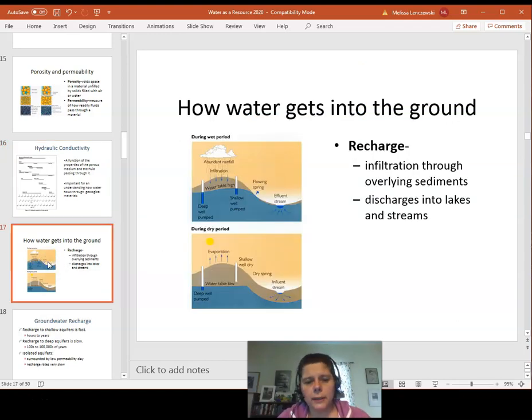So how does water get into our groundwater systems? Well, it's what we call recharge. It's like recharging your battery on your cell phone. We do the same thing with our aquifers. When we get these major rains, I'm like, yay, I'm recharging the aquifers. It's important for us to do that. So recharge is when water comes from precipitation into our ground. It has to go through the sediments into our water table, and then it discharges into rivers and streams.